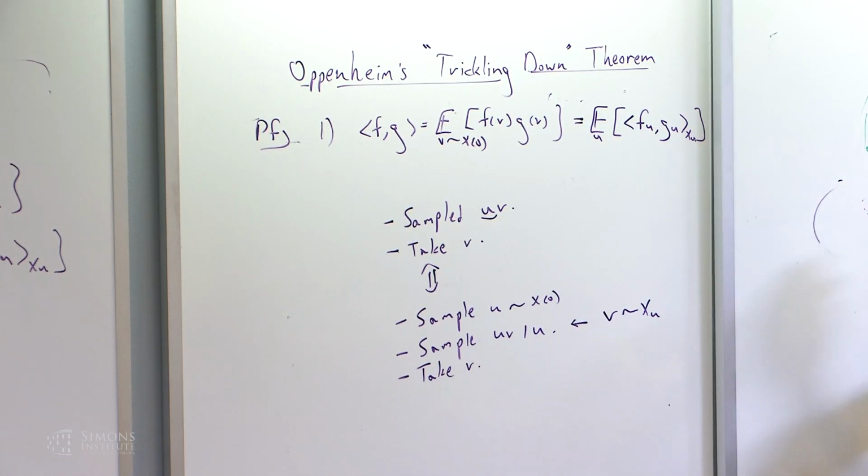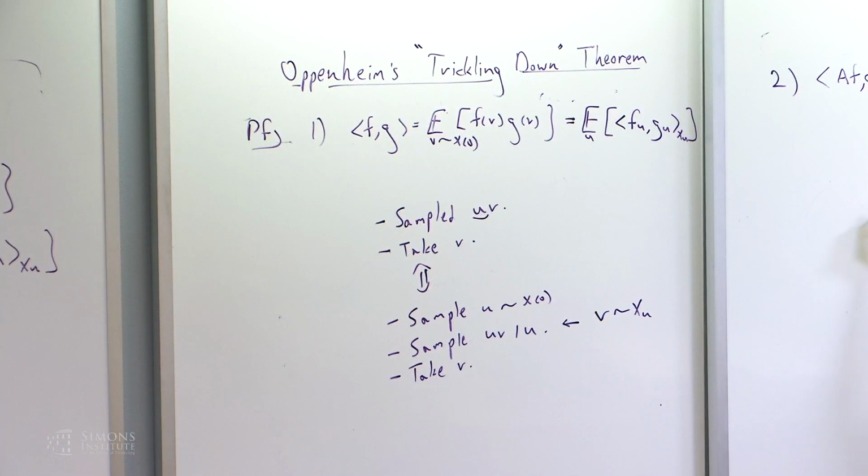So what should I do for the second item? The answer is exactly the same. If I look at AF inner product with G, this is, as we said before, just to sample an edge UV according to X1 and output F(U)G(V). And again, this sample I can look at as sampling UVW out of the triangles, and then just removing one vertex, maybe taking the first two and removing the third.